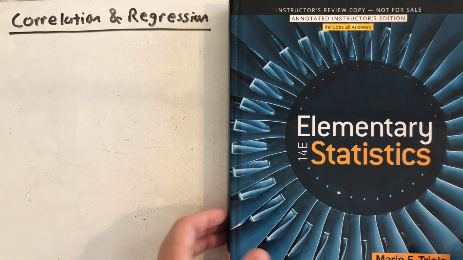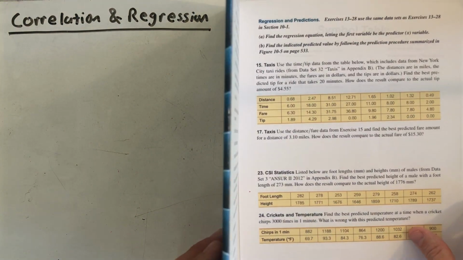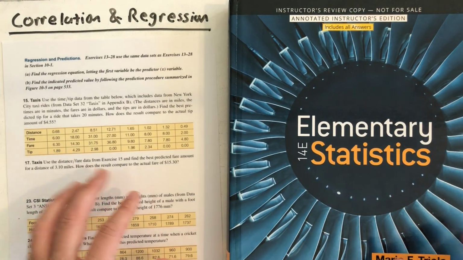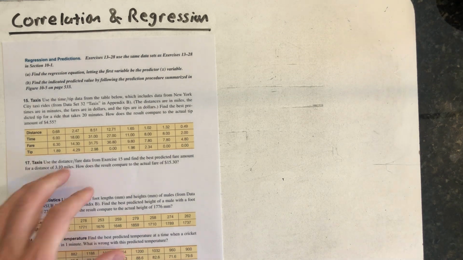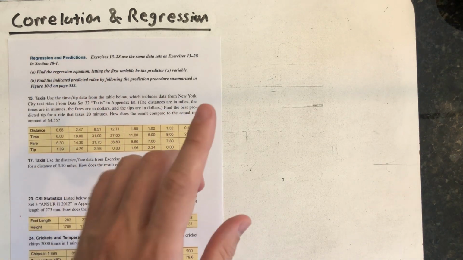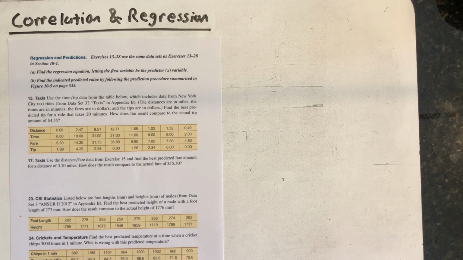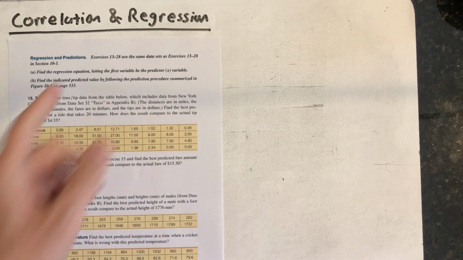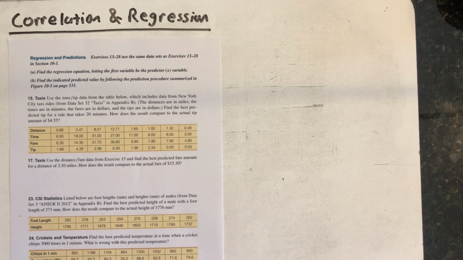The problem we're going to start with comes off of page 541. We're asked to find a regression equation, but we're first going to use the r value to see if there's a significant linear relationship to start with. And we're going to let x be the predictor value. The first variable will be x, which is the predictor variable. Then we're going to find the indicated predicted value using a procedure that we've talked about in class that's also located on page 533 of the textbook.